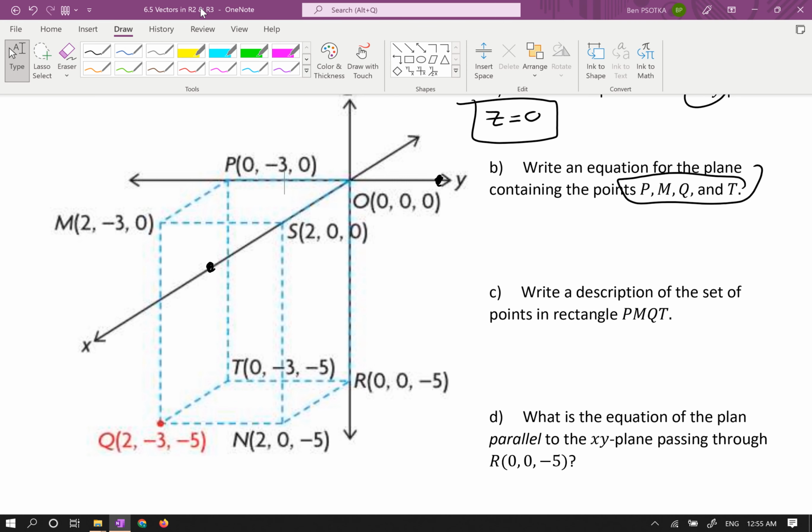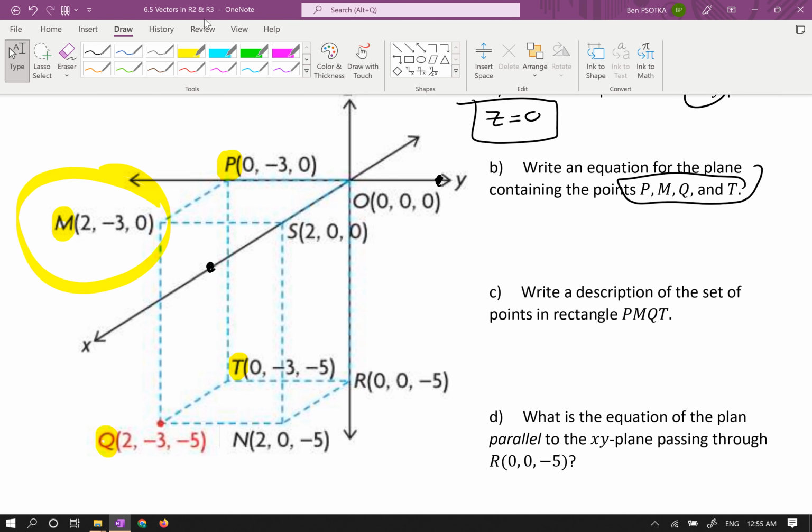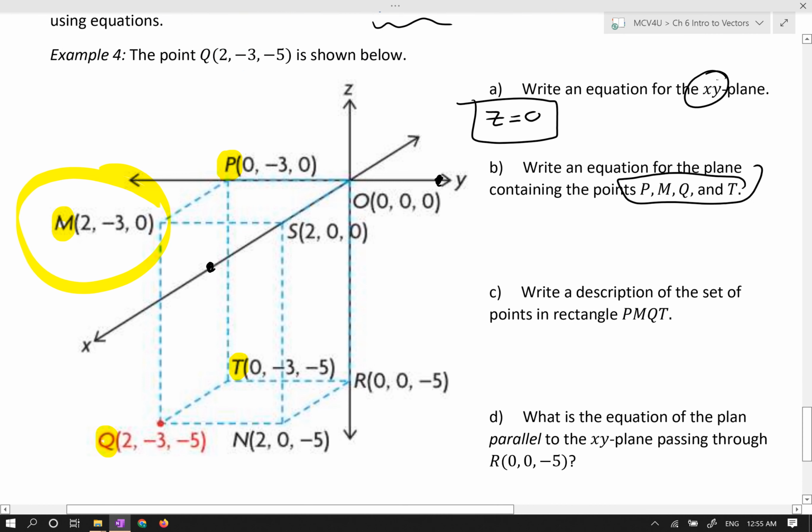Fantastic. Okay, so we're looking at the points P, M, Q, and T. I have the point P here, I have the point M, I have Q, and I have T. Now, we need to track our directions, particularly for points M and T, because it's not immediately obvious where those fall. But if we follow the same logic we used to come up with our z equals 0 plane with our xy plane, we should be able to come up with a plane here to describe these points. So these 3 points, P, M, and T.